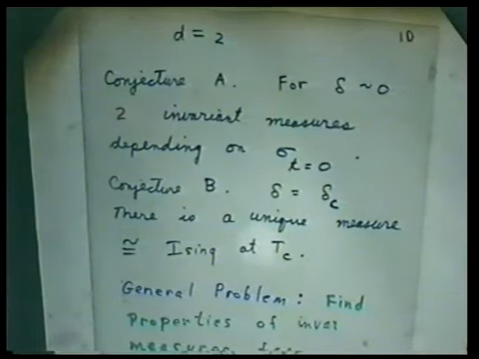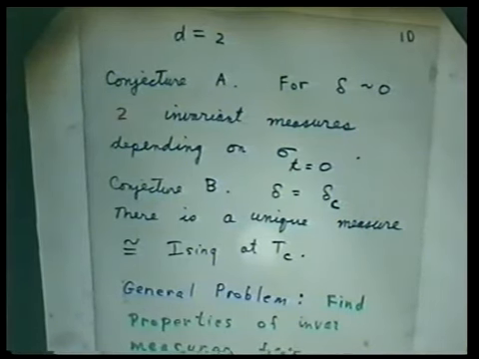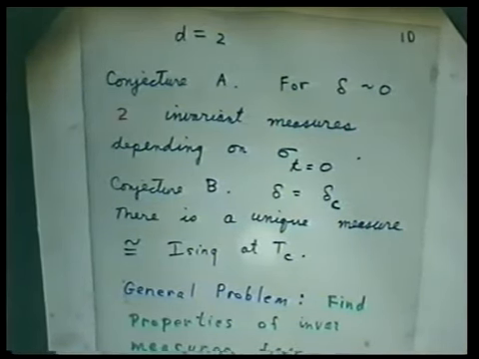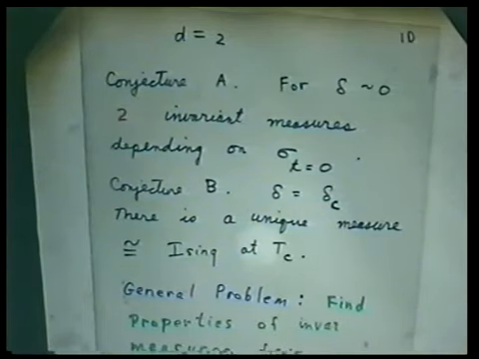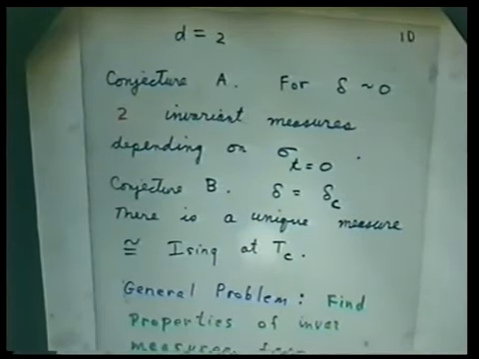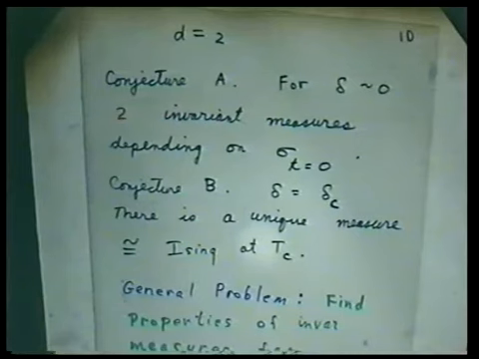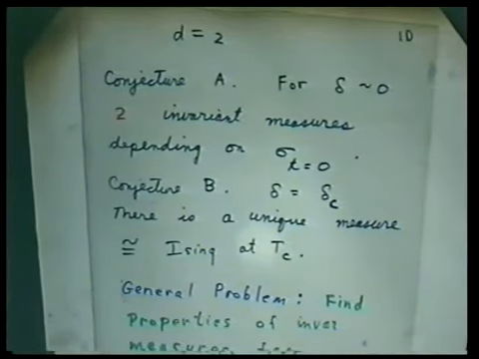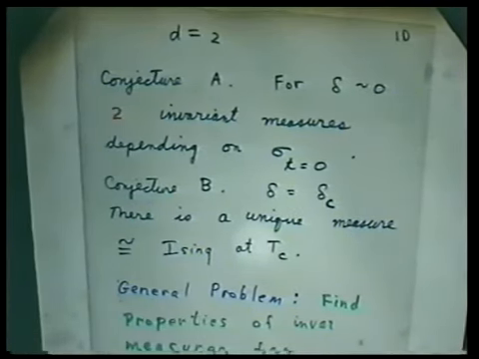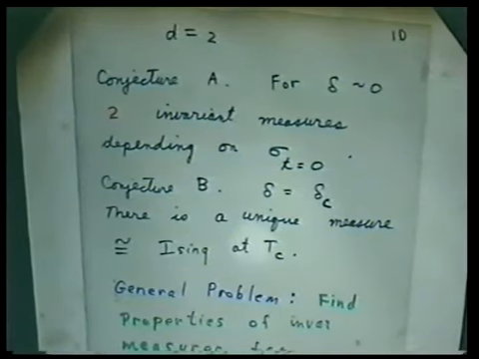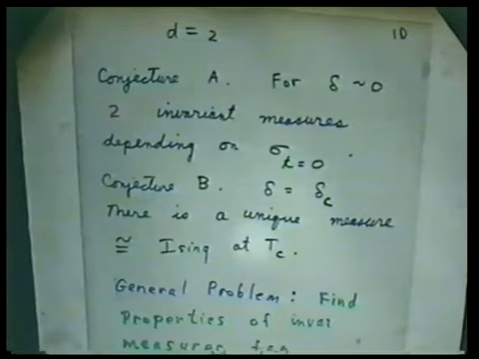Now, here's the conjecture that brings us back to Ising. There's a critical noise. If your noise is very strong, everything becomes disordered. If your noise is weak, then of course you should have some kind of order. And the conjecture here is that at the critical noise, there's a unique measure, which is basically like the two-dimensional Ising model at the critical temperature.